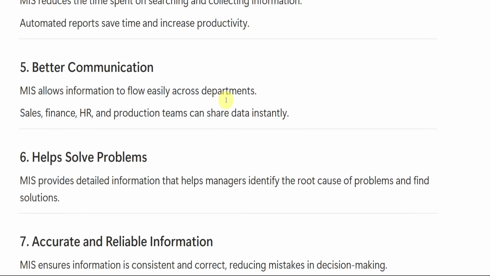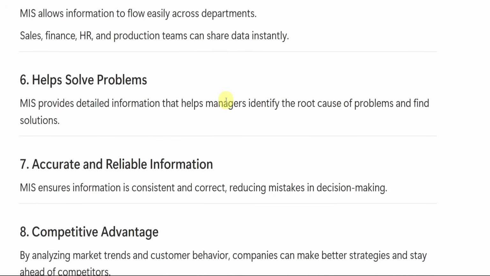Better communication: MIS allows information to flow easily across departments. For example, in a company, the sales team enters a customer order, and the warehouse instantly sees the order. Also, finance gets billing information. So everyone uses the same updated data. Everyone helps solve problems. So problem solving becomes very easy there.